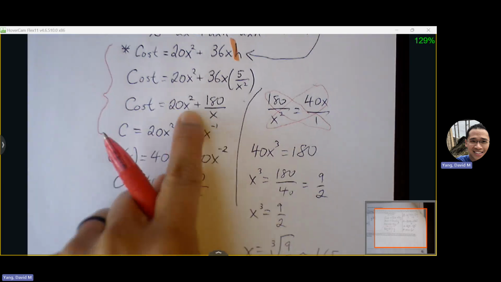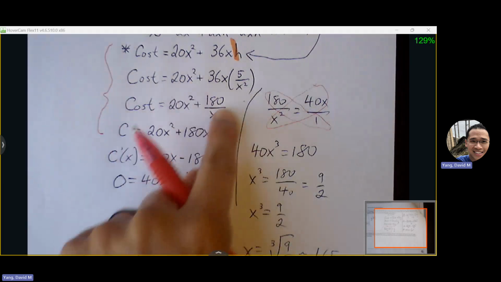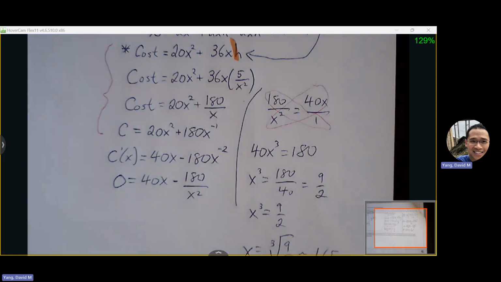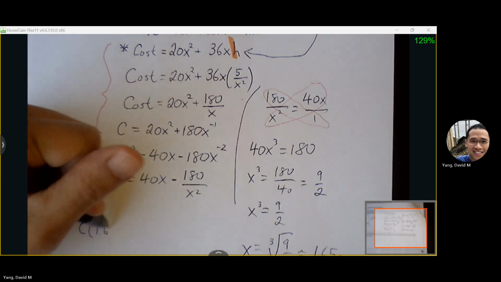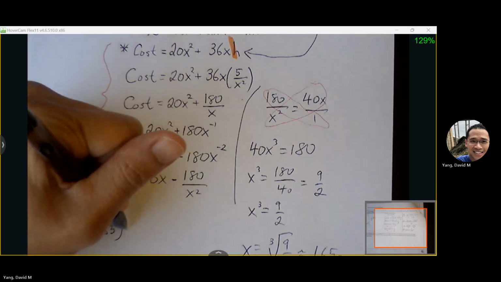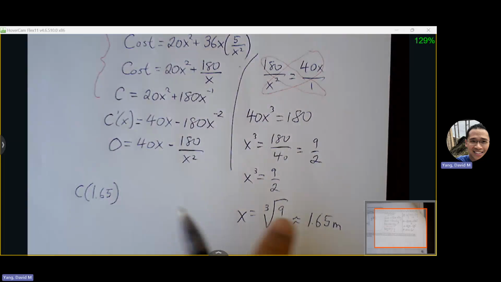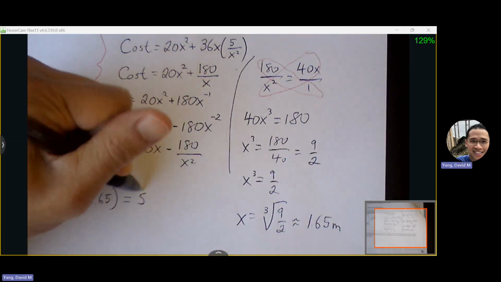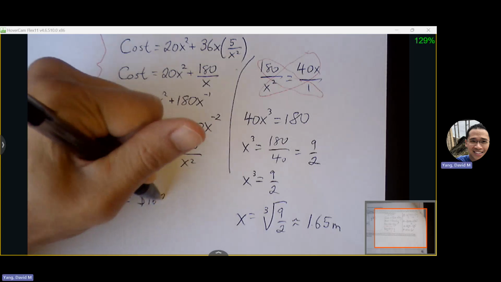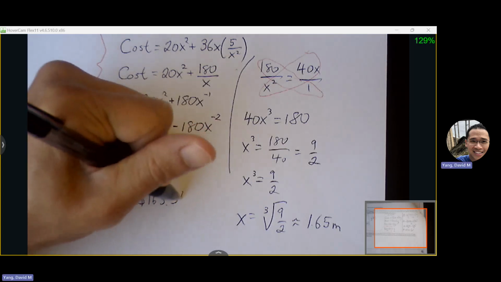So if I just plug 1.65 into one of the cost equations, that's going to give me my optimal cost. So the cost given the side length is 1.65 meters, it's going to come out to be $163.54.